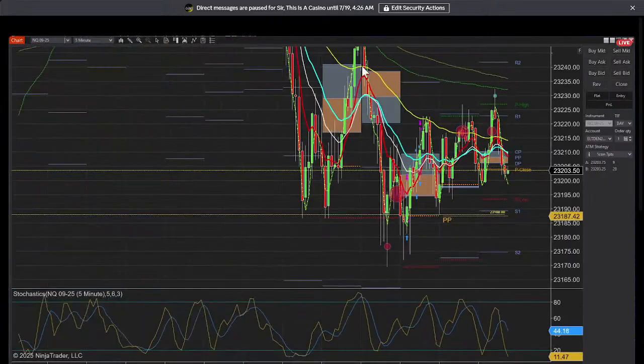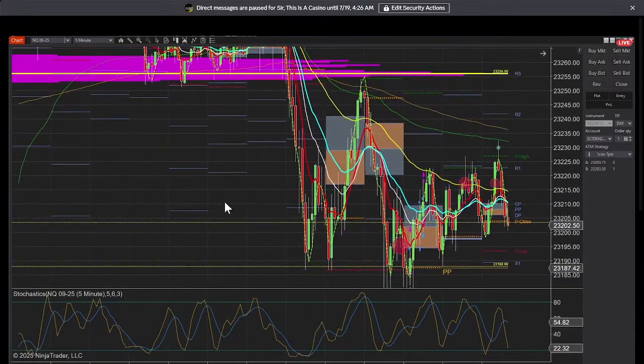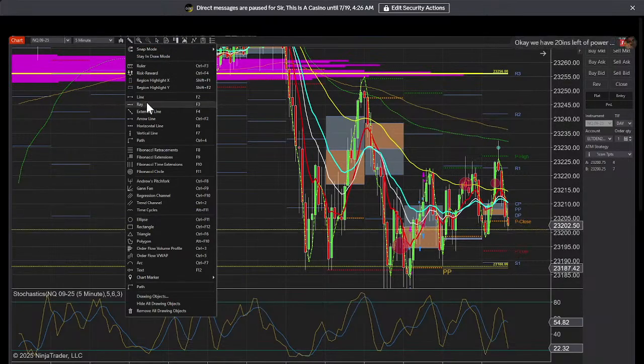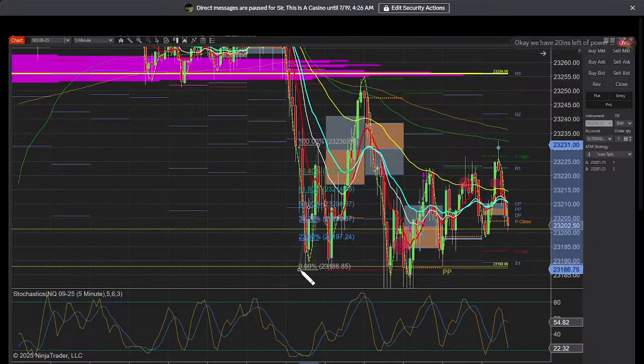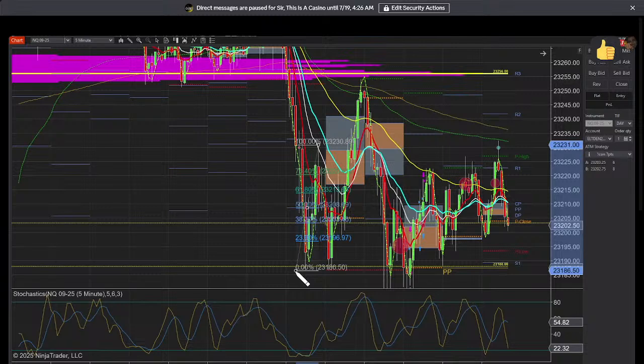Okay, let's go full chart. So here's your low of the day. What is it I'm looking for? Drawing tools. You're doing the retracement. So you draw like this here. You start, let's just say you think this particular candle that I'm drawing on was going to be the low of the day.